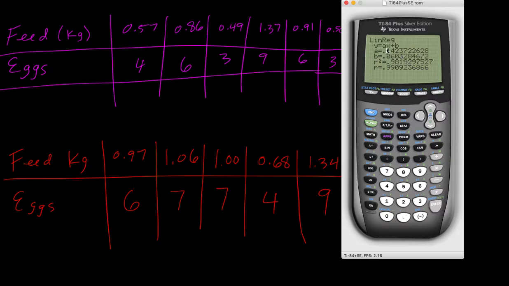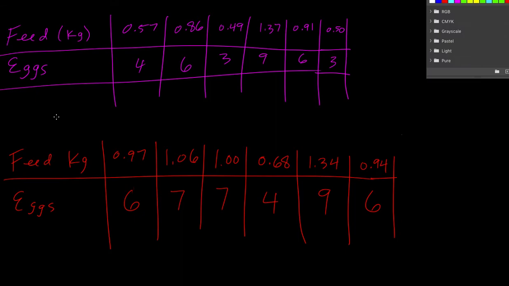So notice that it's ax plus b, and so my slope is 0.142, and my b is 0.0603. So we're going to get y is equal to 0.142x plus 0.0603. Three significant figures on both of those.